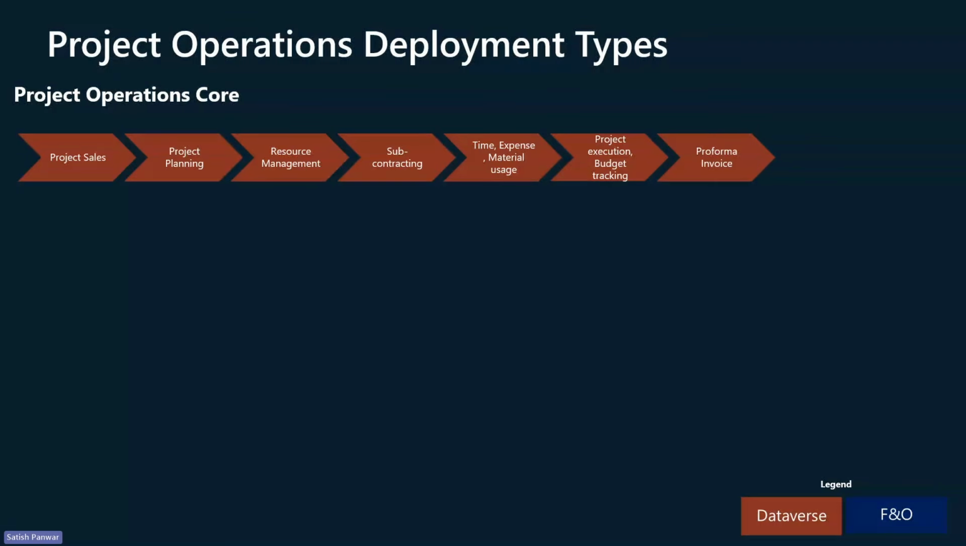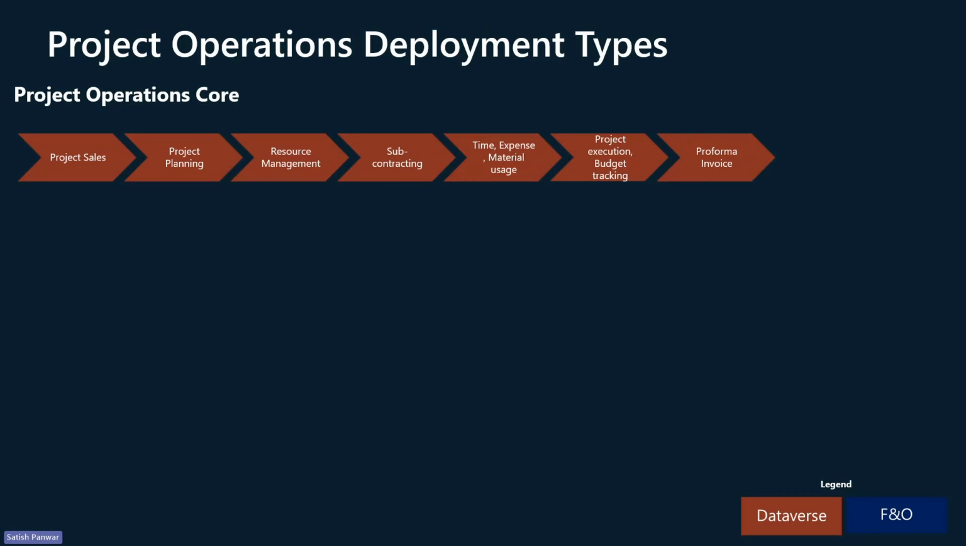First, we have the project operations core deployment, also known as light deployment or CE only deployment or Dataverse only deployment for project operations. This deployment is designed for organizations that primarily need project management and resource management without the complexity of financial management. It's quick to set up and provides essential tools for managing projects and resources effectively.